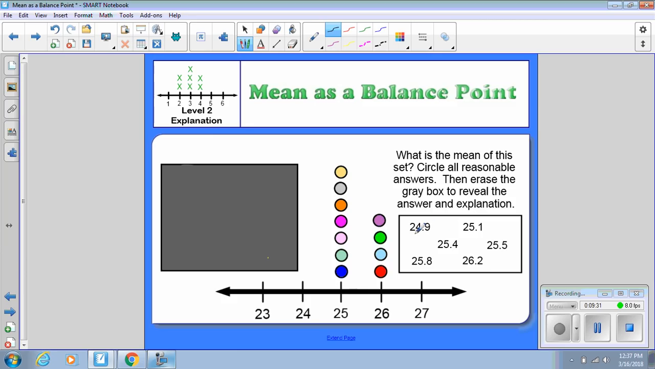So 24.9 would not be a good answer. This one is over 25, so that would be a good answer. This one is also over 25. And this one, I wouldn't go with 26.2 because that's over 26. I would say that any of those numbers is a reasonable answer. 24 is too low, and 26 is just simply too high.